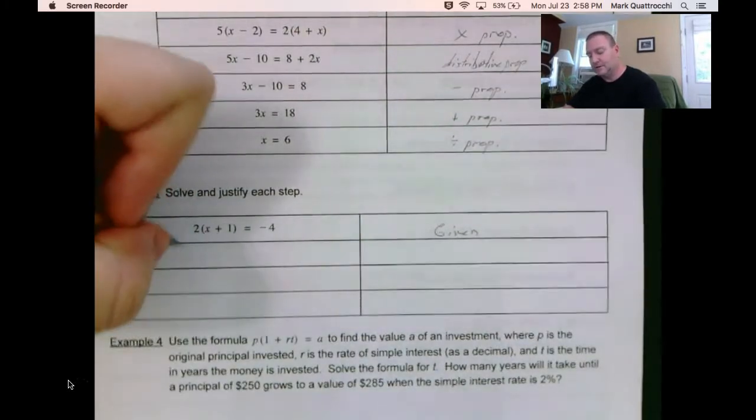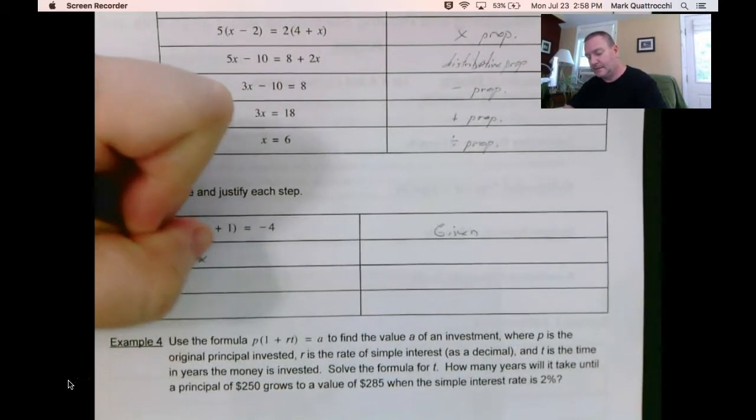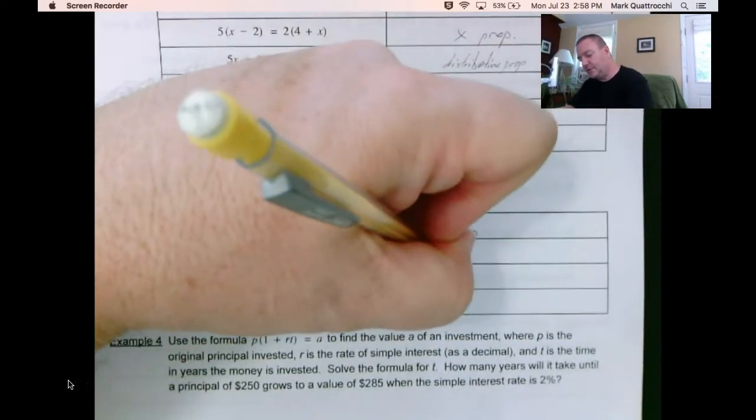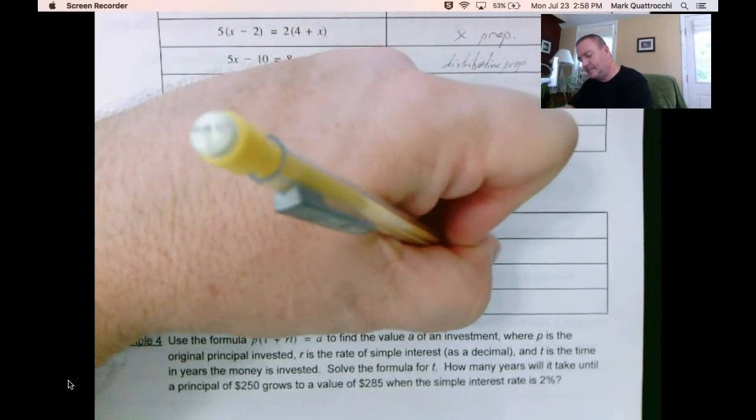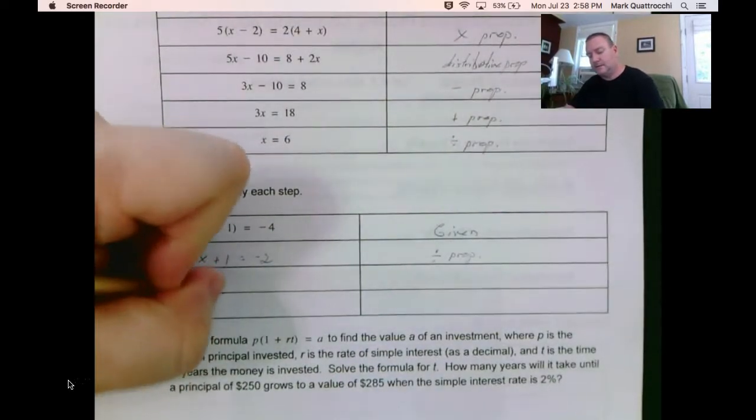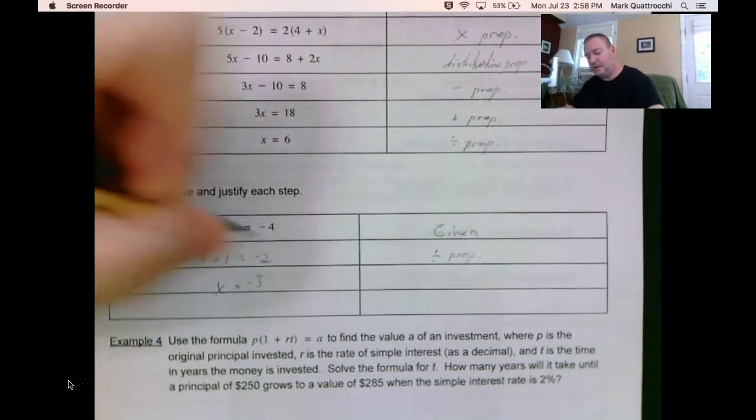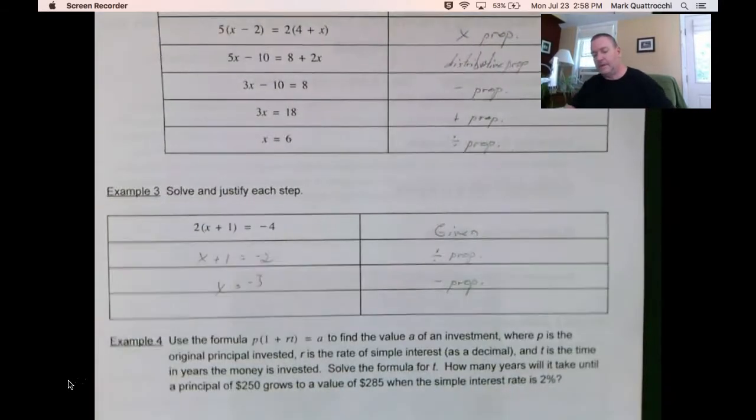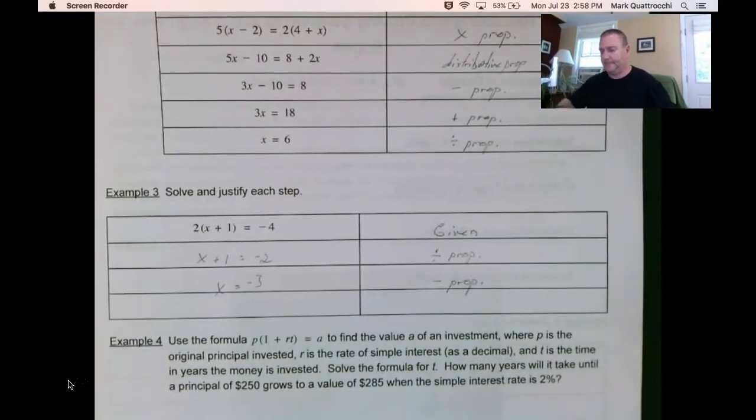But I actually like x plus 1 equals negative 2, division property. Dividing both sides by 2. X equals negative 3, subtraction property. And I do it in one fewer step.